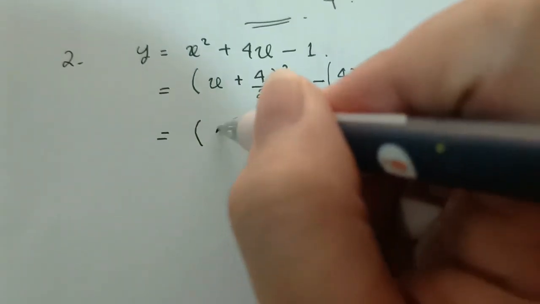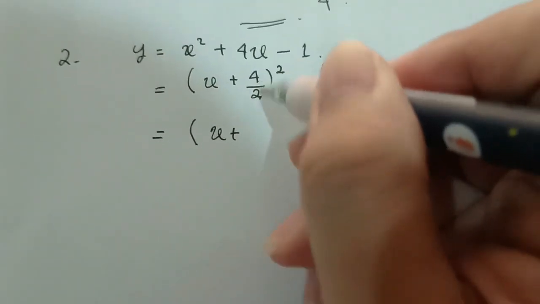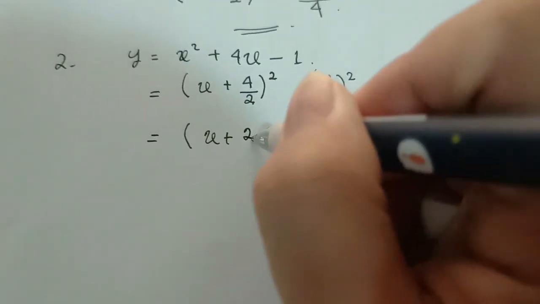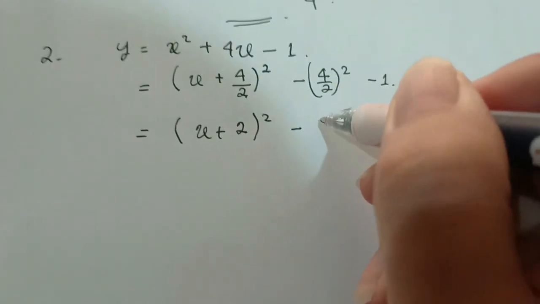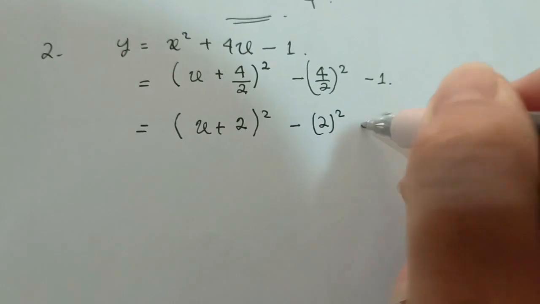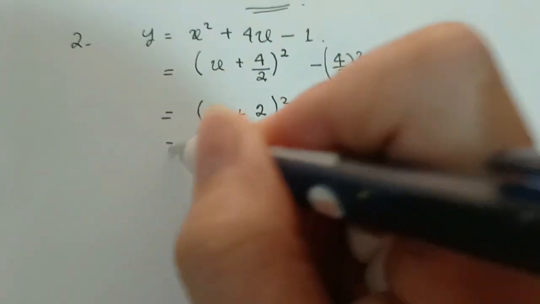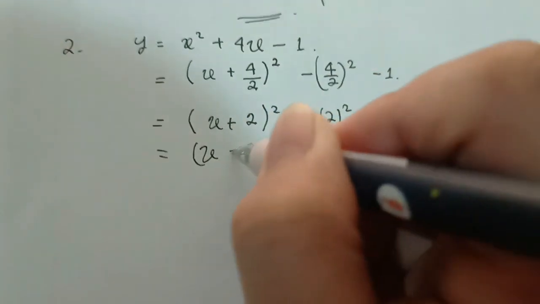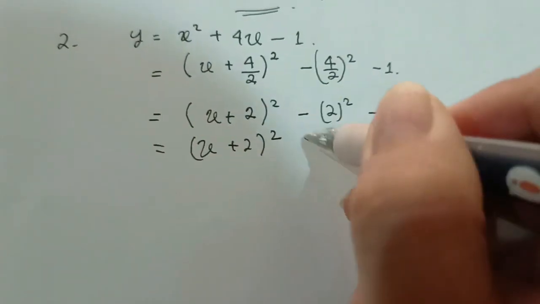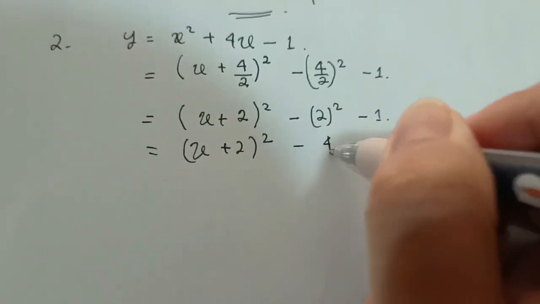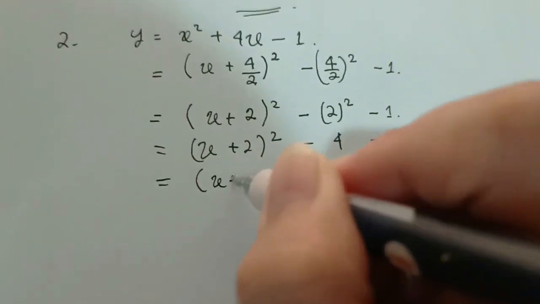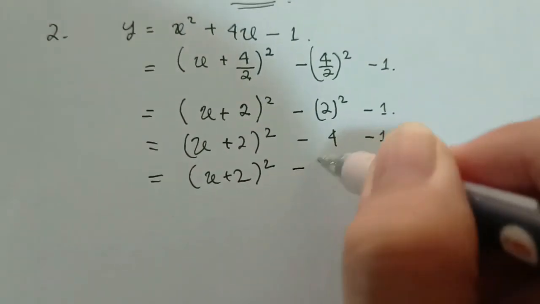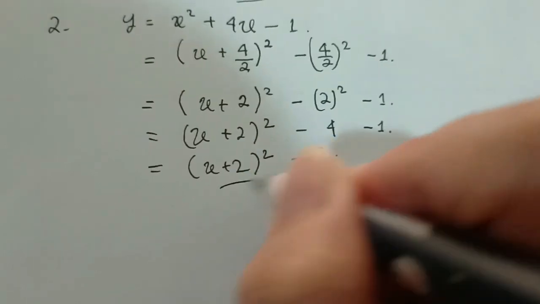So over here, x plus 4 per 2 is 2, quadrat, minus 4 per 2 is 2 quadrat, minus 1. So it is x plus 2 quadrat minus 4 minus 1. In the bracket, x plus 2 quadrat minus 5. That's it.